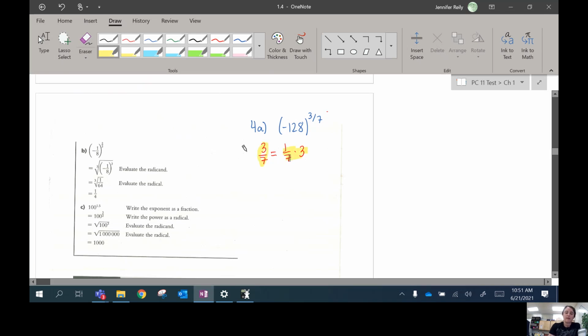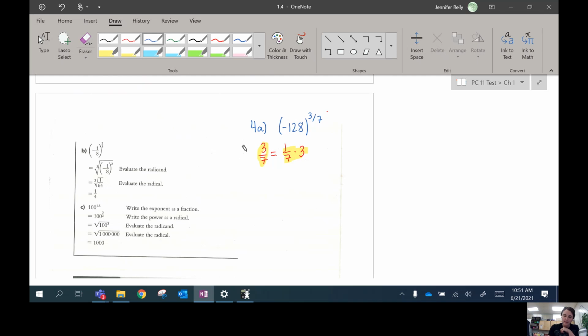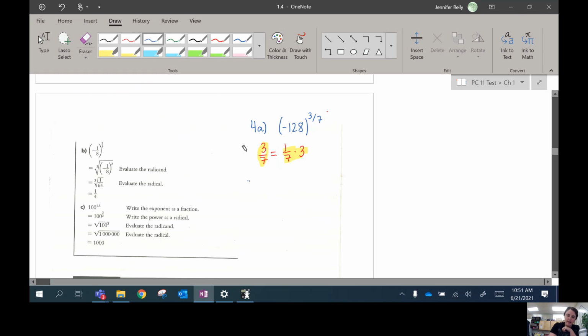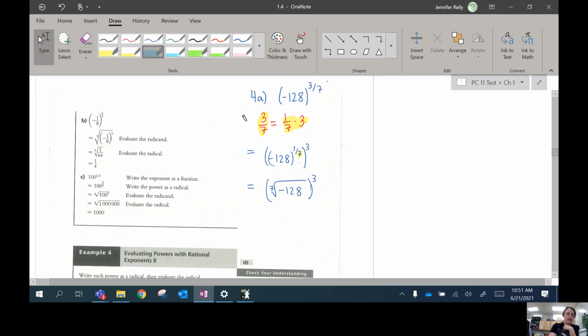We're going to split that into 2 parts, break it up into 2, and evaluate one first and the next part second. So this is the same as asking negative 128 to the power of 1/7, all to the power of 3. Now, 1 over 7, that's asking the 7th root. So this is the same as asking, what's the 7th root of negative 128? And then we're going to have this power of 3 on the outside.